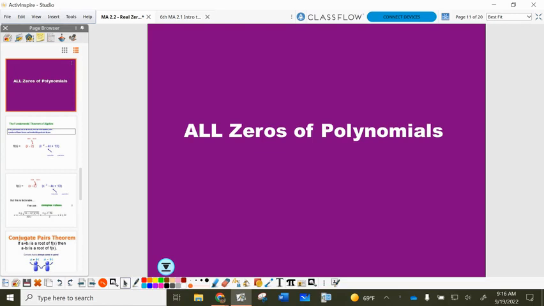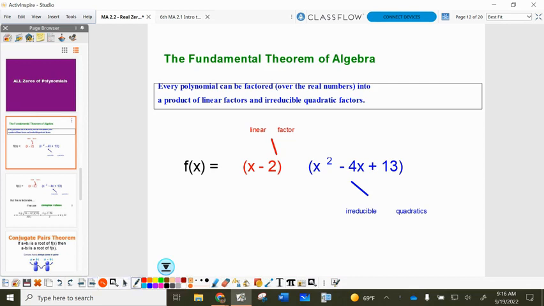Okay, so now we're going to talk about all zeros. We've talked about the real ones, so which ones does that leave? Well, it leaves our imaginary or complex roots. So let's take a look at what we're doing with this.